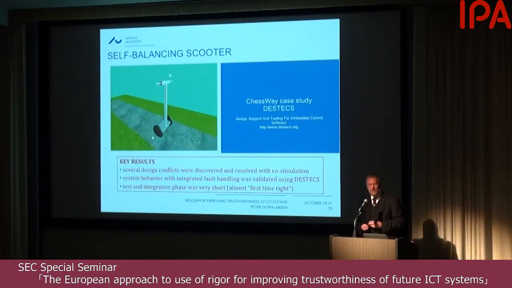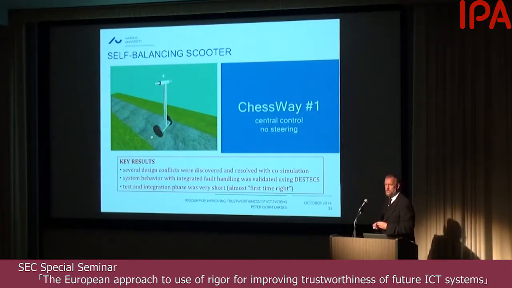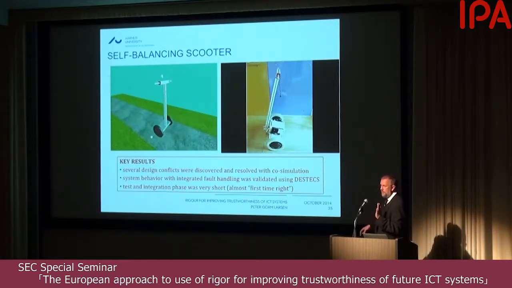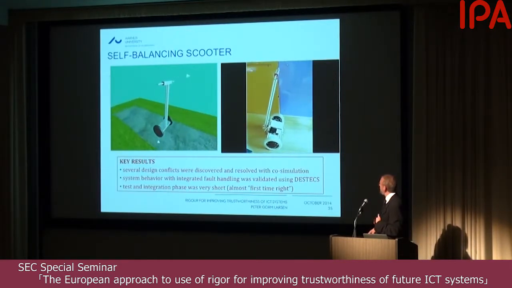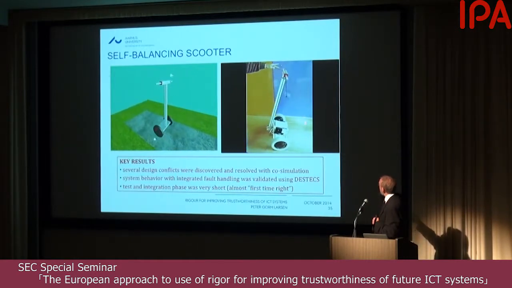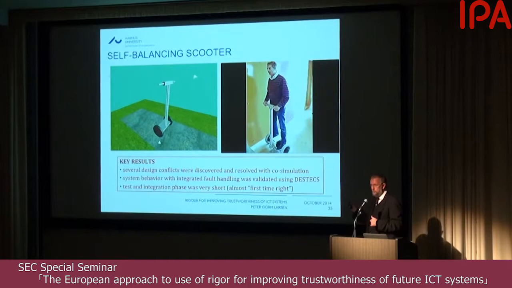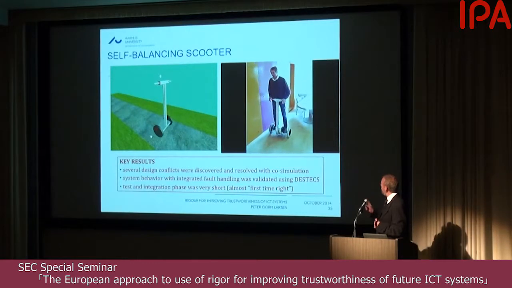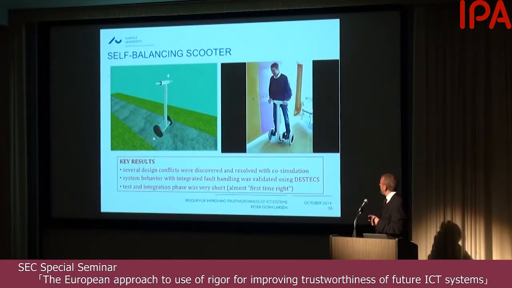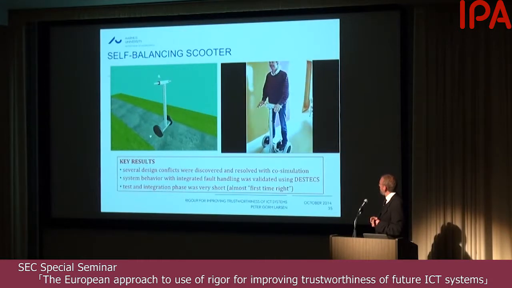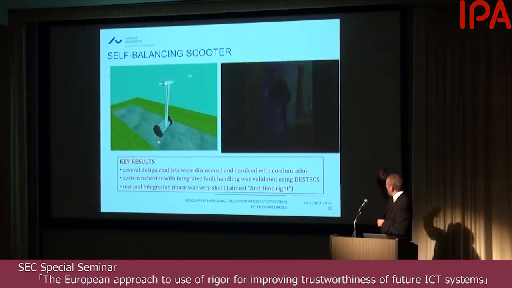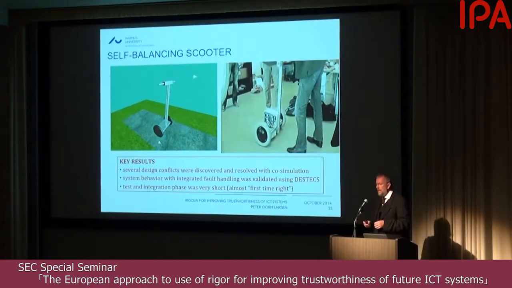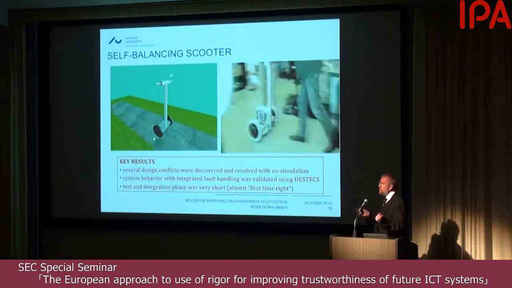So if we move to the self-balancing scooter, which was the second case study used in this project, you're already seeing the animation coming out of the collaborative simulation, which can be performed using this technology. What you see here on the right-hand side is the first prototype made based on the designs conducted. This one had one CPU, a central computer, and did not have real steering. The second one, you're going to see it now, is trying to do distributed control, with a bus connection in between these two.